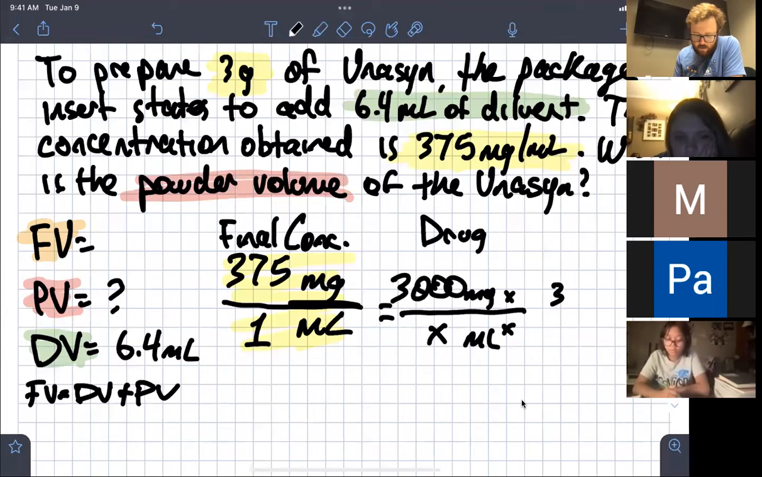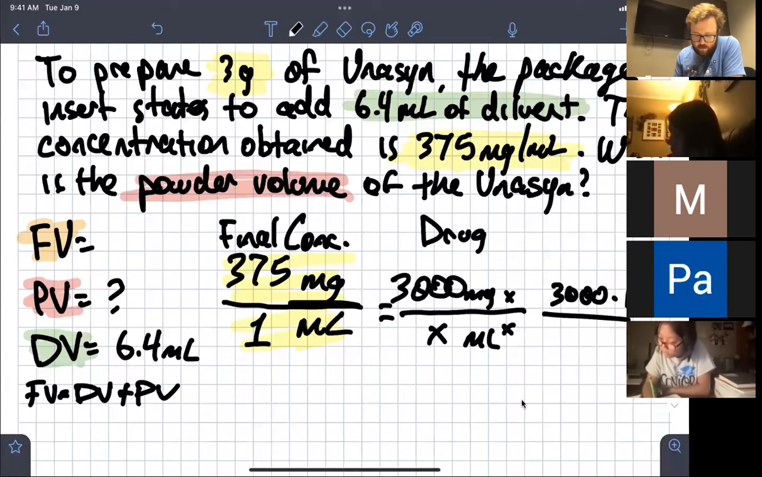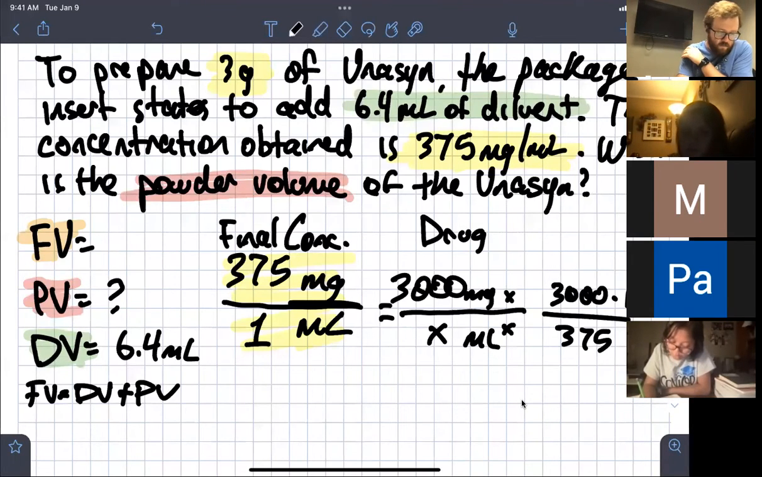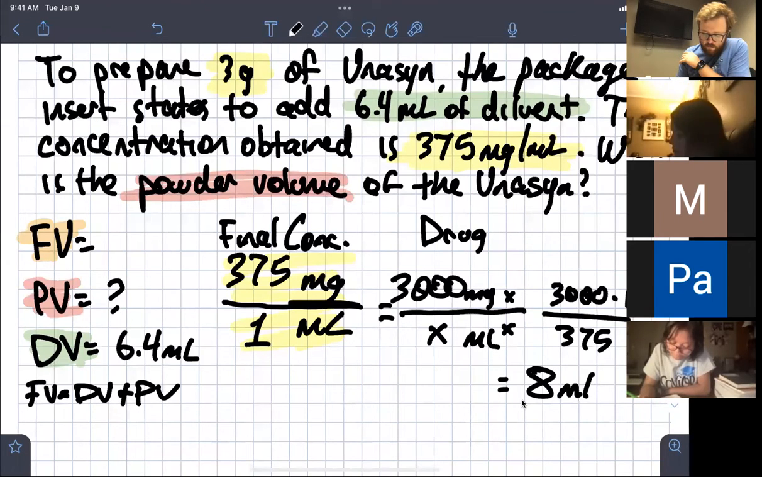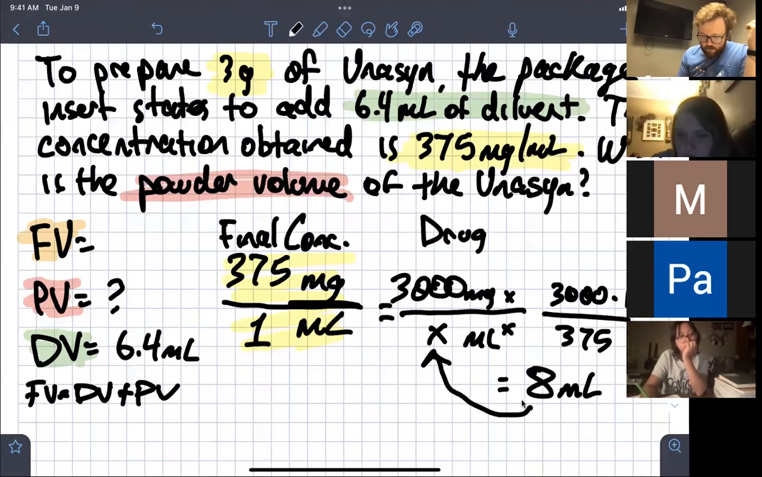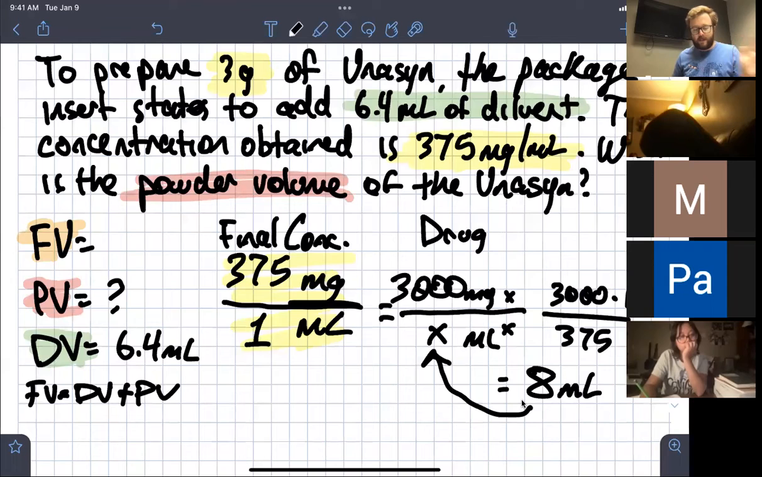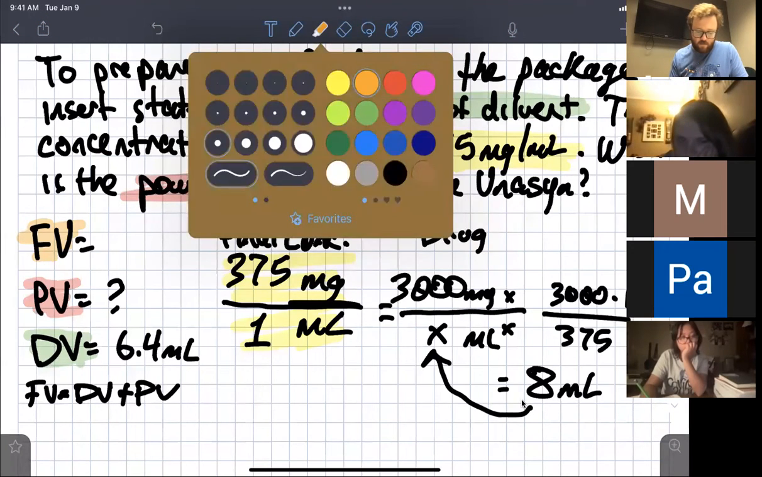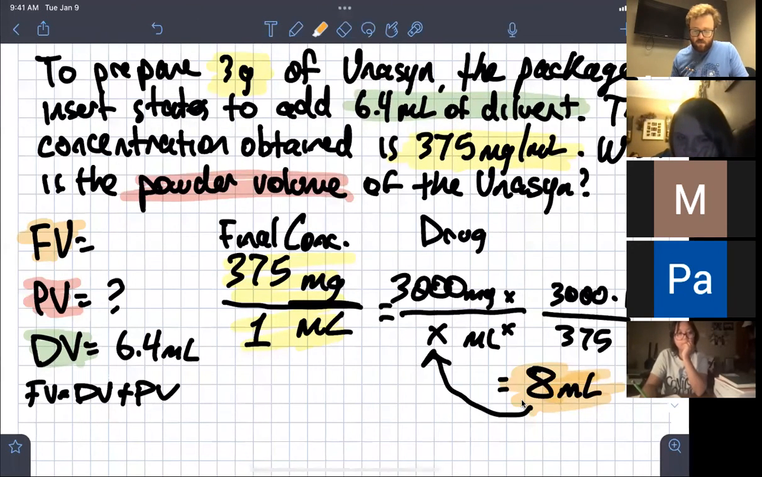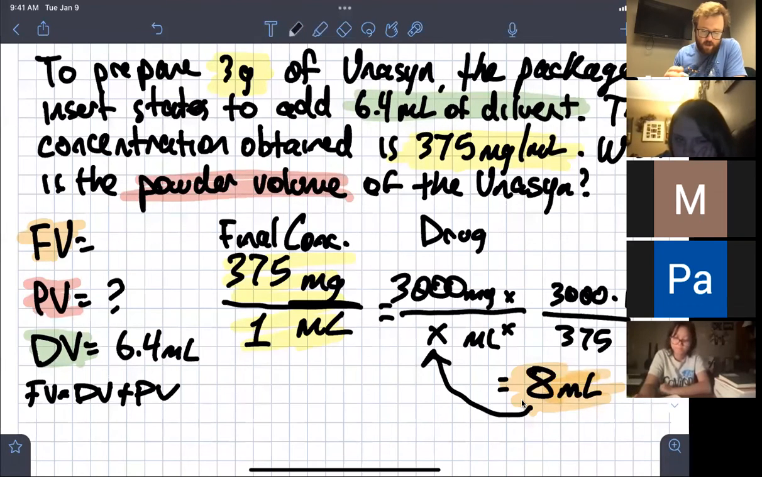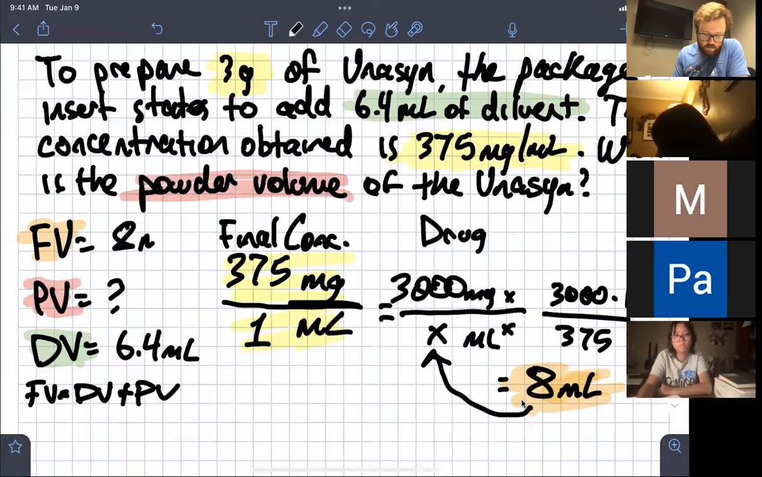Do I have everything to calculate that number now? Yes. 3,000 times 1 divided by 375. 8. 8 what? Milliliters. Perfect. 8 milliliters. Okay. So if on my left side I have final concentration, and my right side I have drug, what do you think the number that I just solved for was? Final volume. Yes, right. So now I have just solved for this.